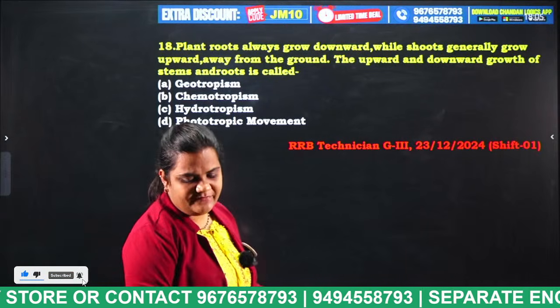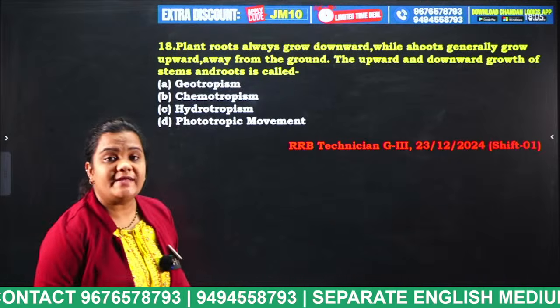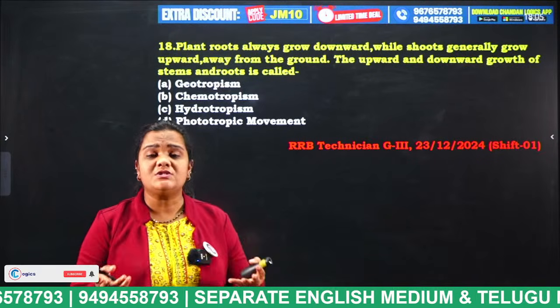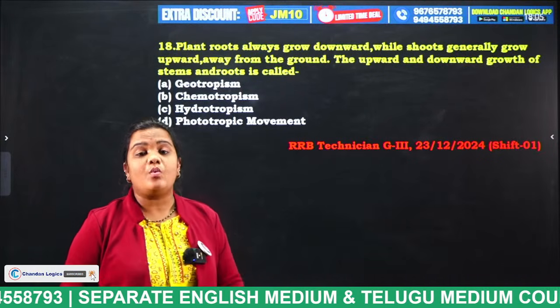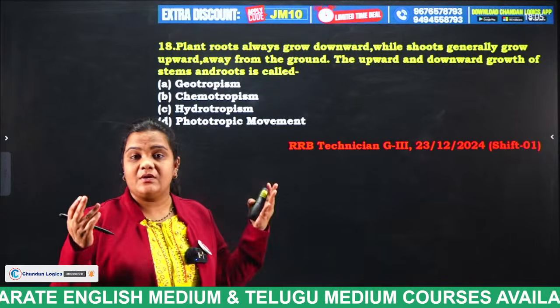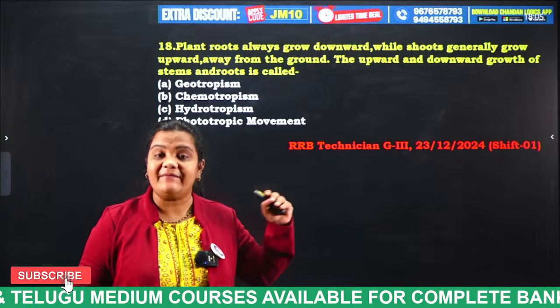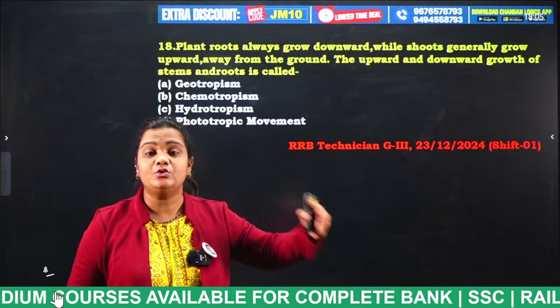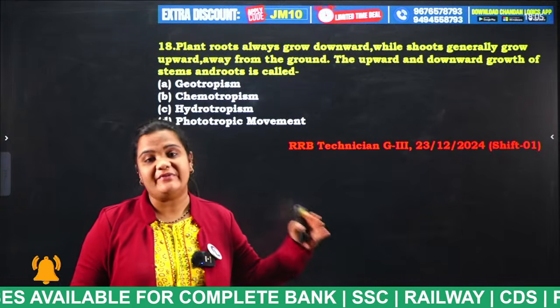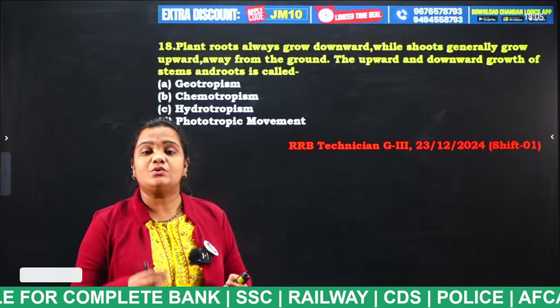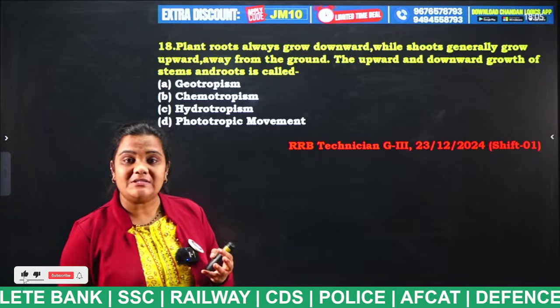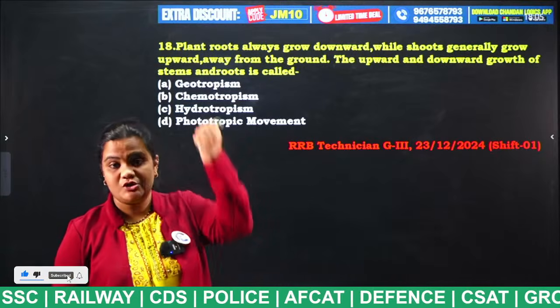What is the answer for this question? Okay, so they are asking why the roots grow downwards and why the stems grow upwards. Because they are reacting to gravity. As they are reacting to gravity, there will be an effect on those things. The roots will be pulled downwards and the stems are pushed upwards.